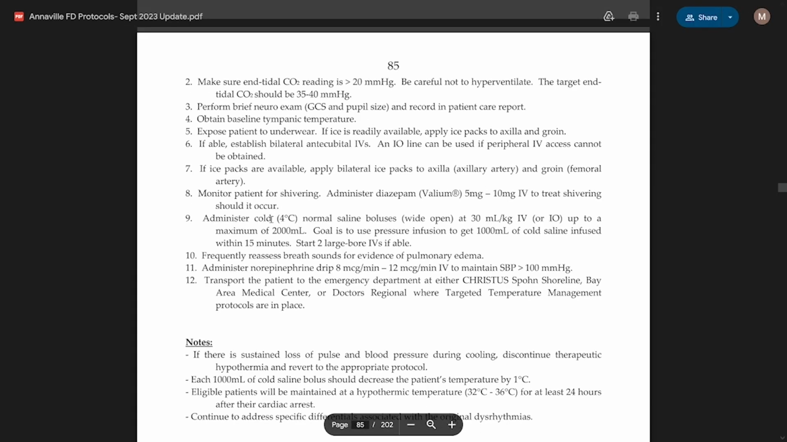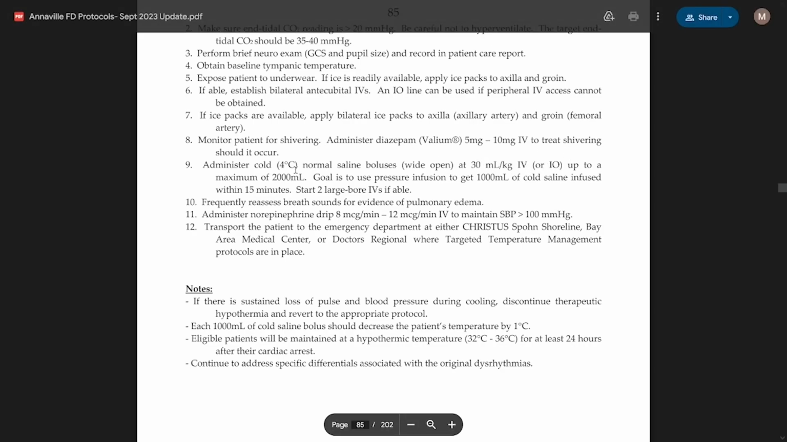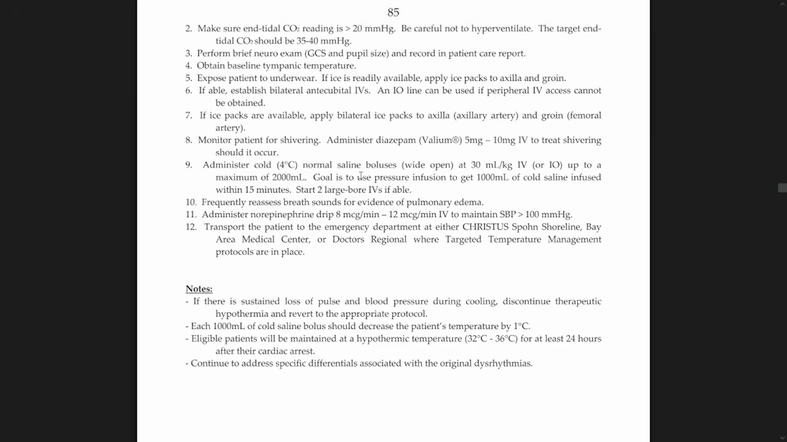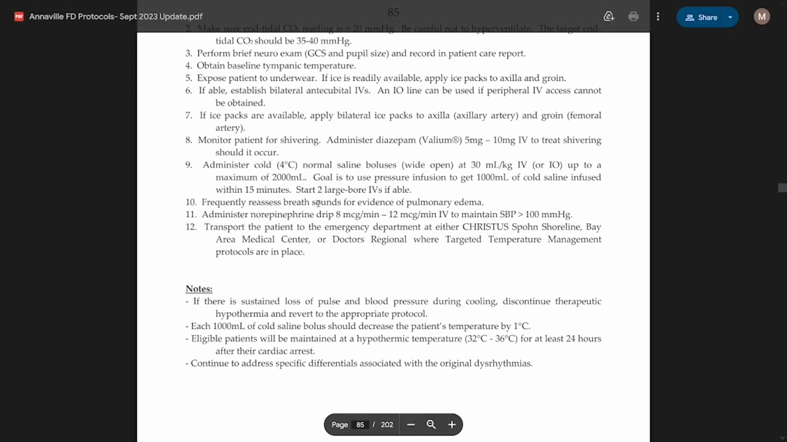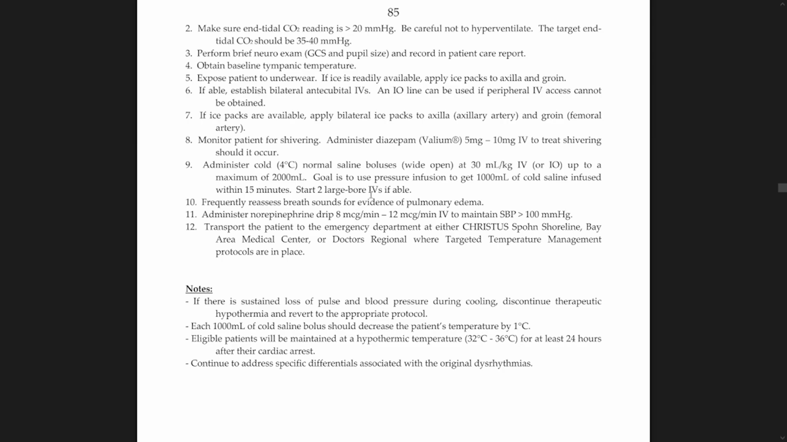Administer cold, 4 degrees Celsius normal saline boluses, wide open, at 30 milliliters per kilogram IV or IO, up to a maximum of 2,000 milliliters. The goal is to use pressure infusion to get 1,000 milliliters of cold saline infused within 15 minutes. Start 2 large bore IVs if possible. Frequently reassess breath sounds for evidence of pulmonary edema. Administer norepinephrine drips at 8 to 12 micrograms per minute IV to sustain a blood pressure greater than 100.